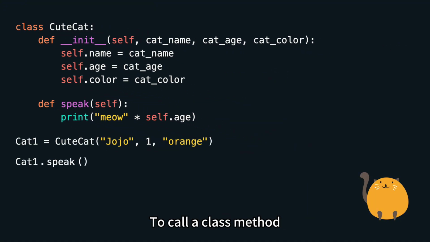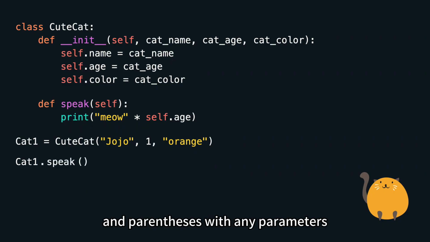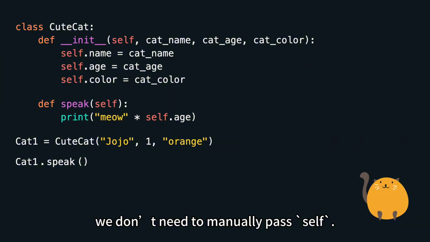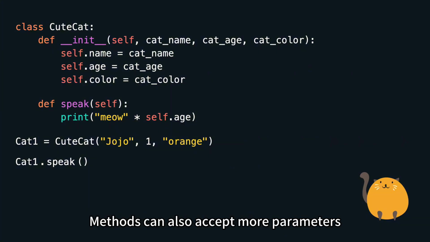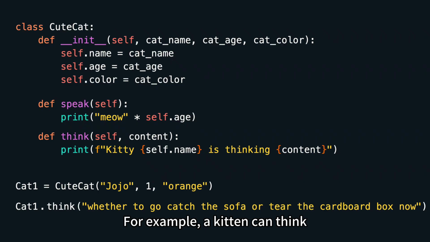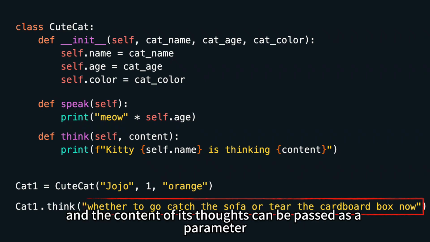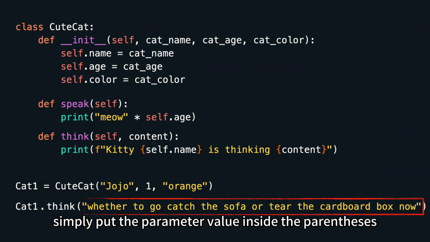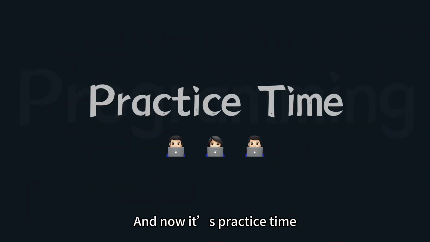To call a class method, use the object, followed by a dot, the method name, and parentheses with any parameters. Just like the constructor, we don't need to manually pass self. Methods can also accept more parameters. For example, a kitten can think, and the content of its thoughts can be passed as a parameter. When calling the method, simply put the parameter value inside the parentheses. And now it's practice time.